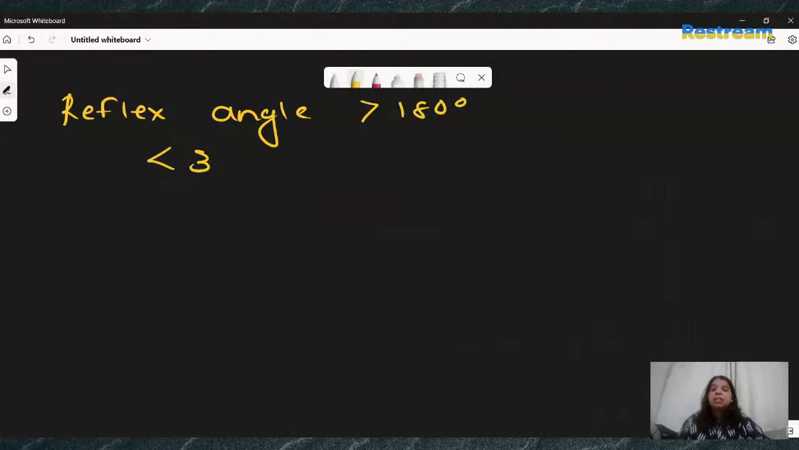Now this is something that we had done last time, something called a reflex angle. Reflex angle is, okay, I'll write it down. Reflex angle. This angle measures greater than 180 degrees and less than 360 degrees. So it's between 180 and 360. So we are going to see how to solve for our reflex angles.